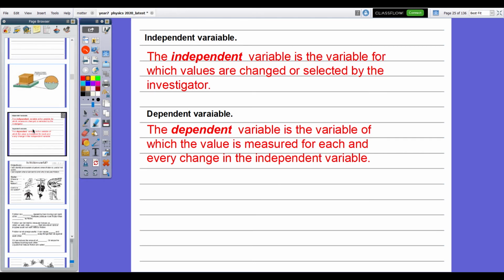What is an independent variable? The independent variable is the variable for which values are changed or selected by the investigator. That's you. The dependent variable is the variable of which the value is measured for each and every change in the independent variable. So hit pause now, make sure those are completed in your booklet in the right section.